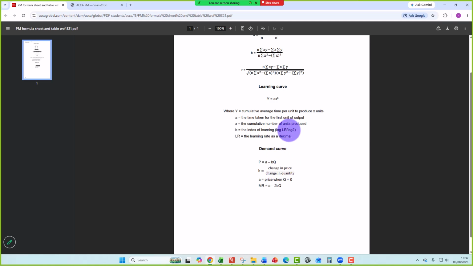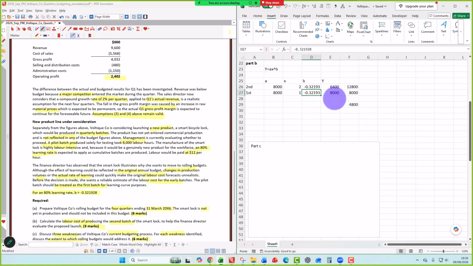It's the log of the learning rate divided by the log of 2, which again you can do in the spreadsheet. And then my calculation here works out the value of Y. 8,000 times 1 gives me 8,000. And then the second batch does exactly the same, except the value of X is 2 because we're looking at the second batch. This is the time now for the second batch.